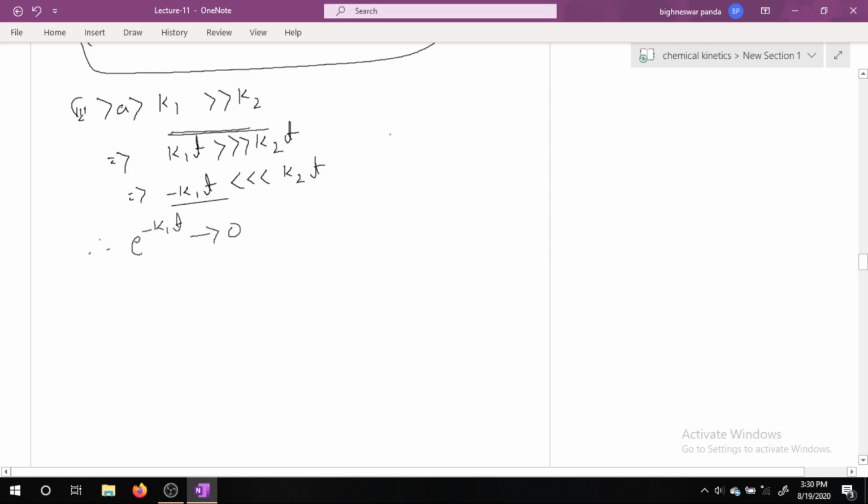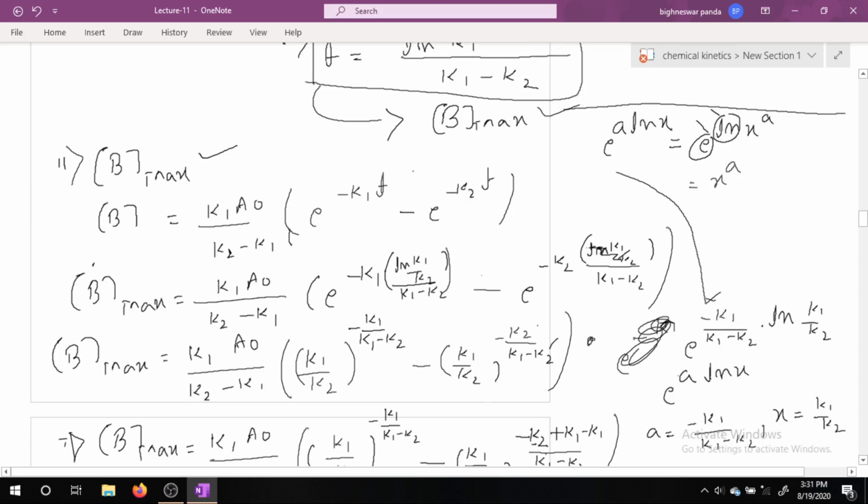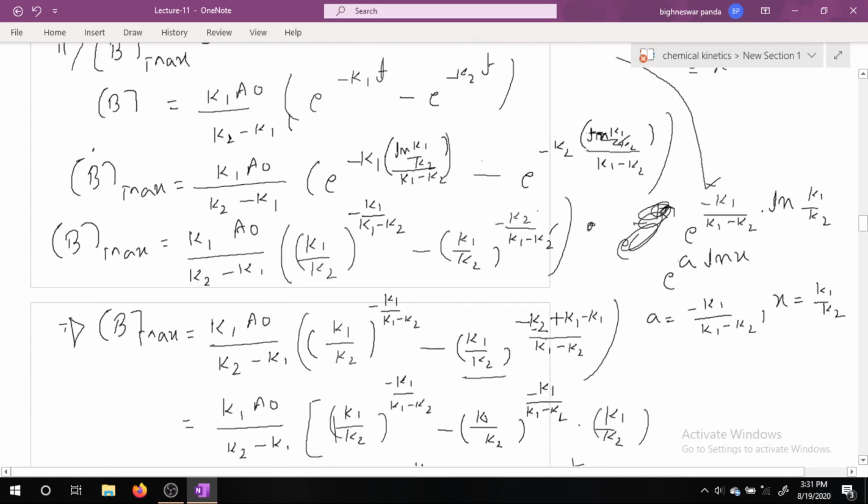So here, for that, the concentration of A is equal to A naught e to the power minus k1t, and e to the power minus k2t tends to 0, so I have to calculate the concentration of B, and we have the equation for B: k1 A naught over k2 minus k1.